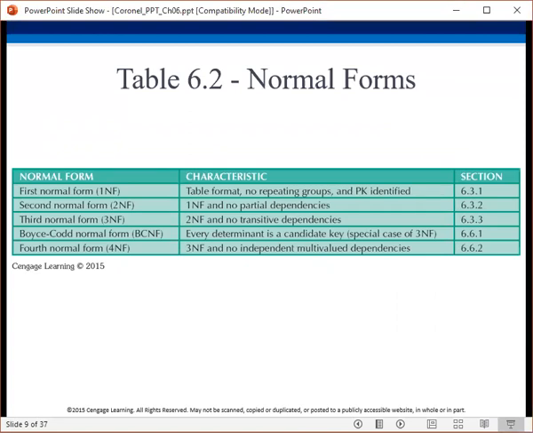And here are the various normal forms. One thing to keep in mind is that in most corporate databases, they will go up through the third normal form. And sometimes when they reach the third normal form, they may back off to a lower form in order to improve performance.